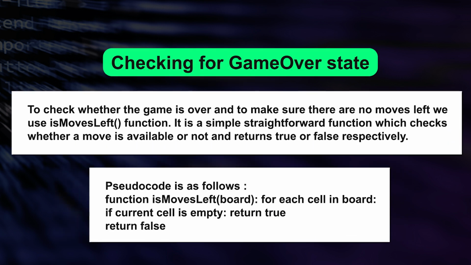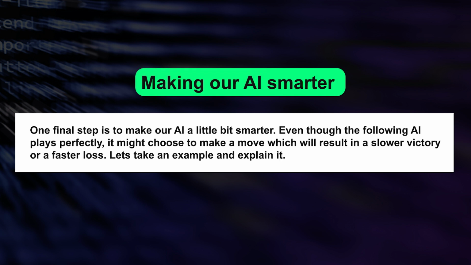Checking for game over state. To check whether the game is over and make sure that there are no moves left, we use the isMoveLeft function. It is a simple, straightforward function which checks whether a move is available or not and returns true or false respectively. Pseudocode is as follows. Function is move left, board. For each cell in board, if current cell is empty, return true. Return false.